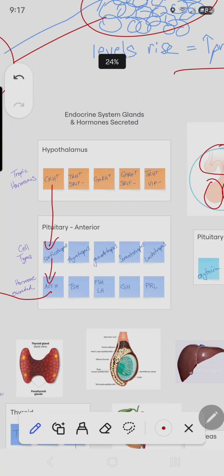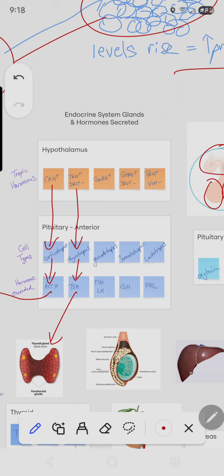Now, another hormone that the hypothalamus releases is your thyroid-stimulating hormone and somatostatin. Now, these are going to target thyrotropes in the anterior pituitary, and that will in turn release thyroid-stimulating hormone. This hormone is going to target your thyroid gland to get it to produce its hormones.